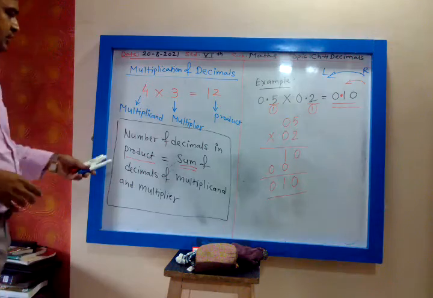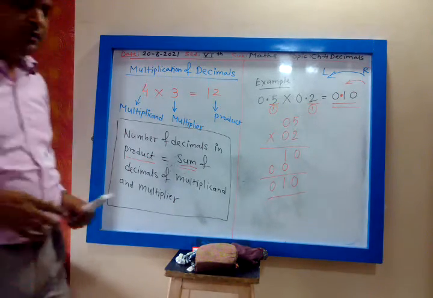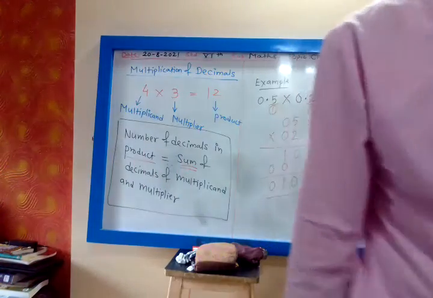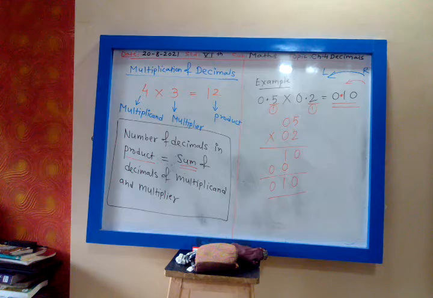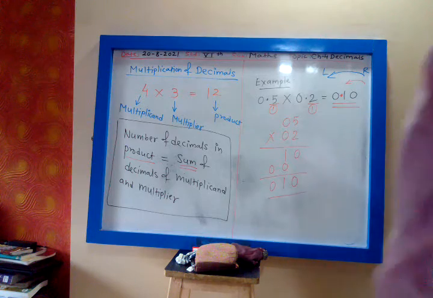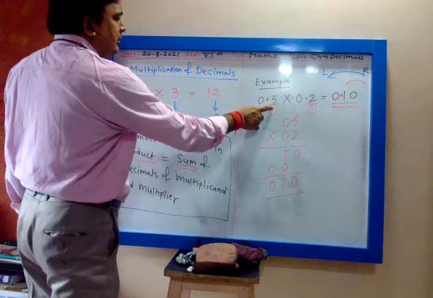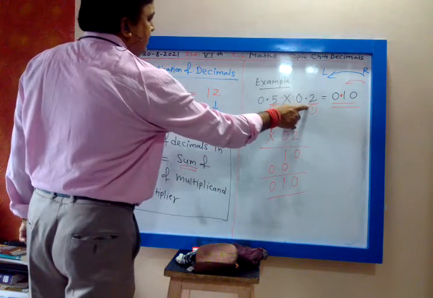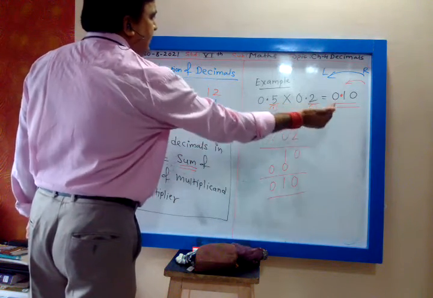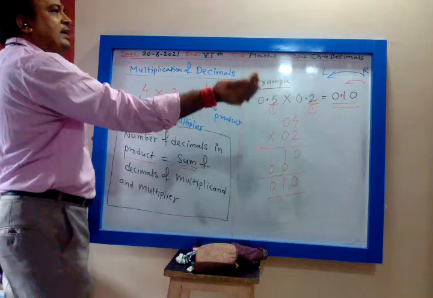Okay. So the number of decimals in the product is equal to the sum of the decimals of the multiplicand and multiplier. How many decimals are there in the multiplicand? How many in the multiplier? You have to add and place that many decimals from the right side in the product.